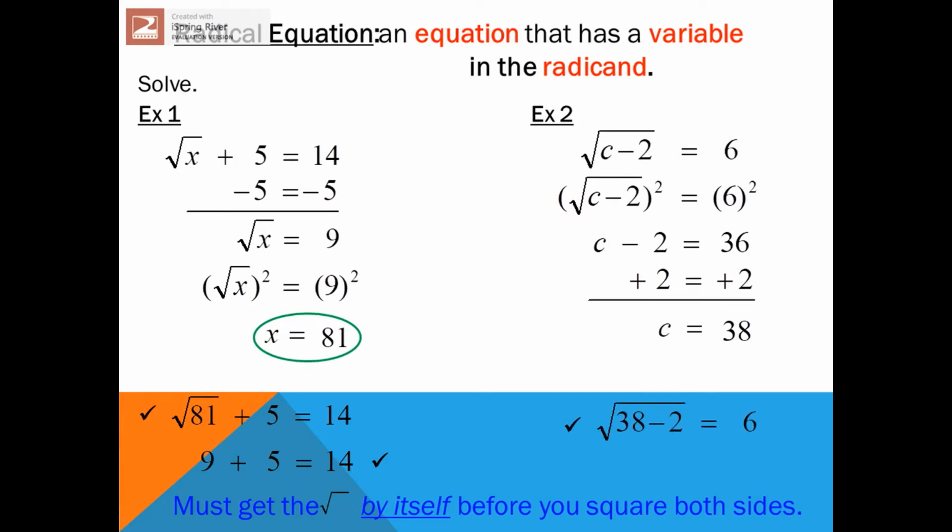To check your answer, we need to plug in the value of c to the original equation. We have the square root of c minus 2, or square root of 38 minus 2, is equal to 6. 38 minus 2 is 36. What is the square root of 36? Yes, that is 6. So 6 is equal to 6. So it means our value of c is correct.